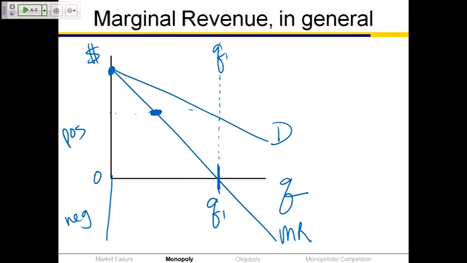For quantities that are less than Q1, so for quantities over here on the left, when the price was decreased, it led to such a big increase in quantity demanded that total revenue rose. We know that because the marginal revenue is greater than 0.